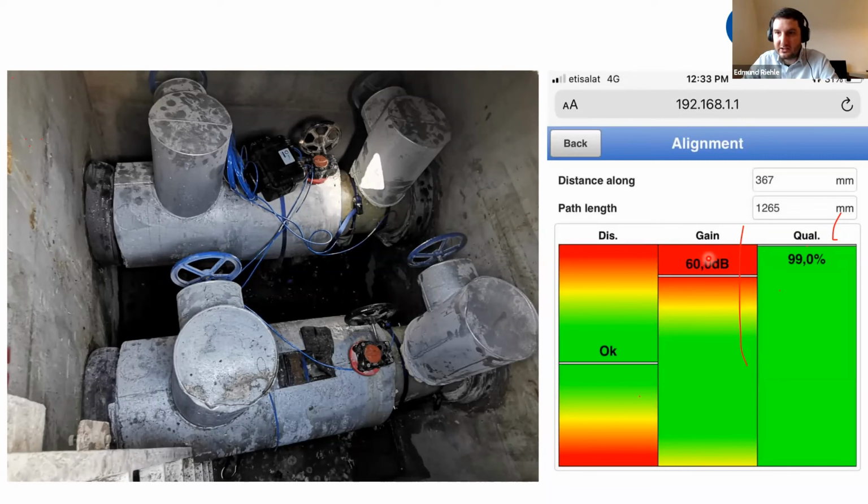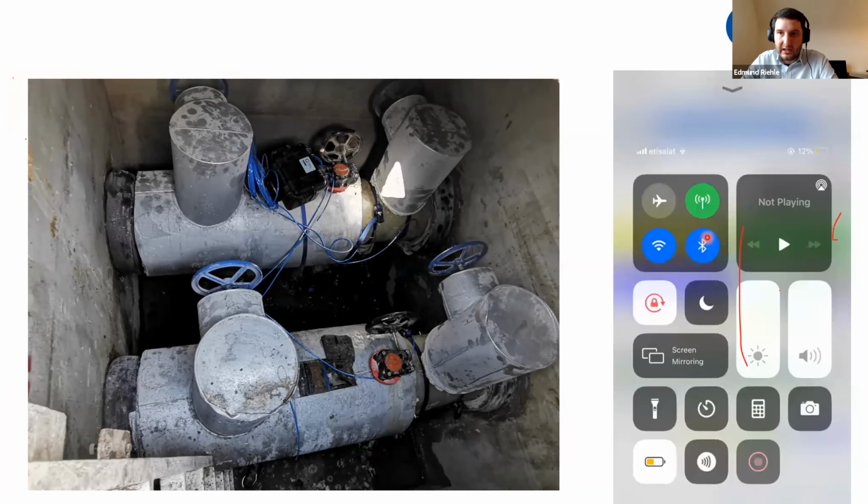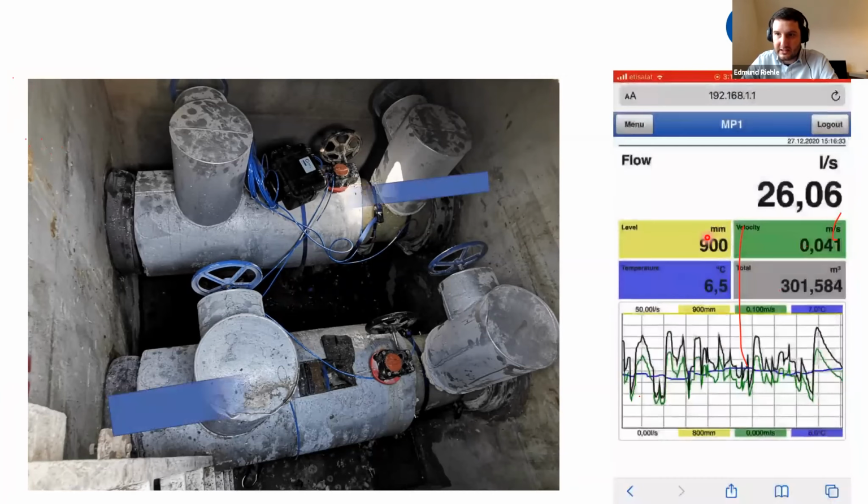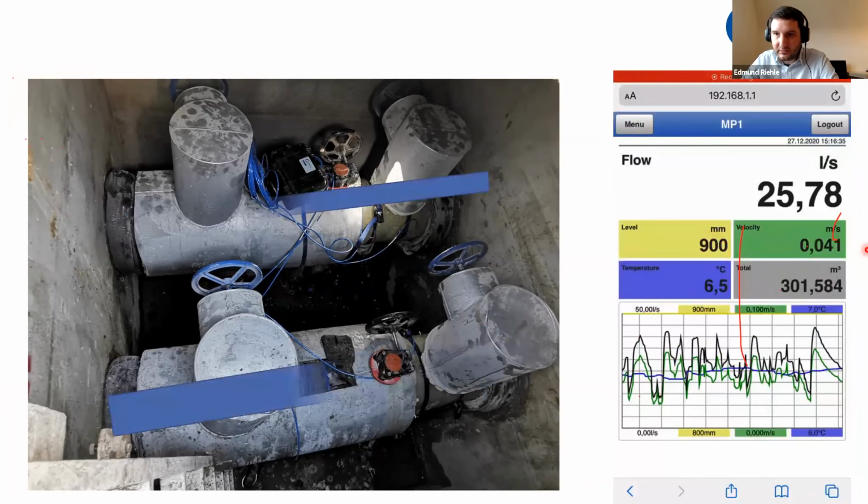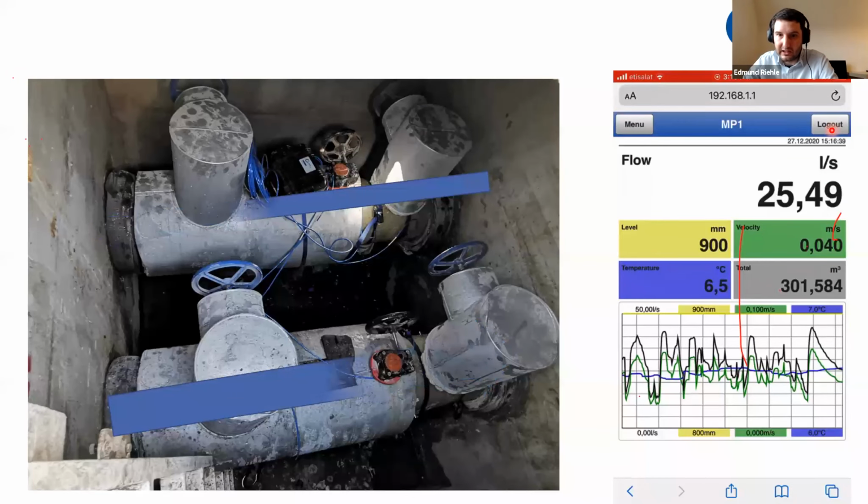The gain is so high here because we naturally already have a lot of noise on the pipe. We had to use a very high gain. It's still a very good reading, but we had to use a very strong signal on the pipe to penetrate the liquid. Okay, this is a screenshot or small video of one of the pipes.